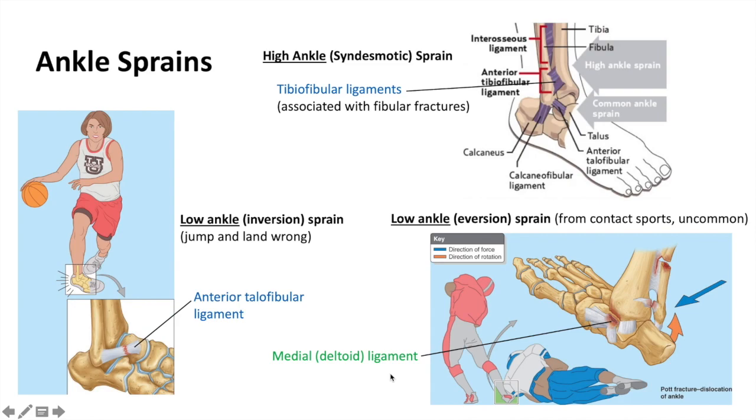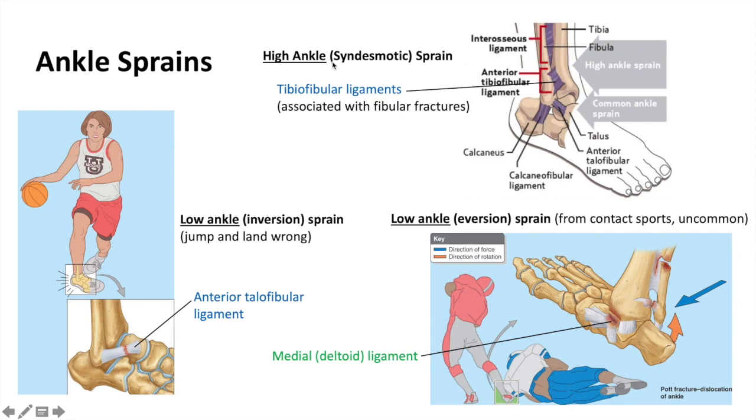With a medial ligament tear, it's another low ankle sprain. If it's everted, it's usually from contact sports, but it's not as common as this inversion sprain. So that eversion, it's going to get shorter and contract on the lateral aspect. The medial aspect is going to be stretched apart and could potentially break.